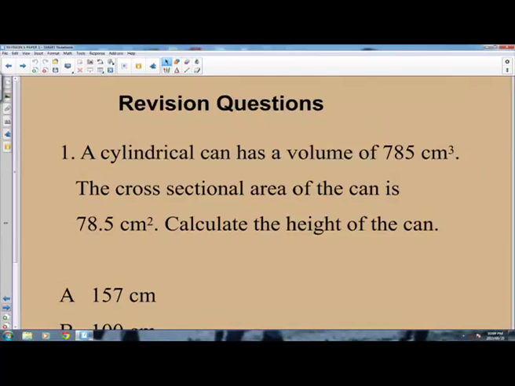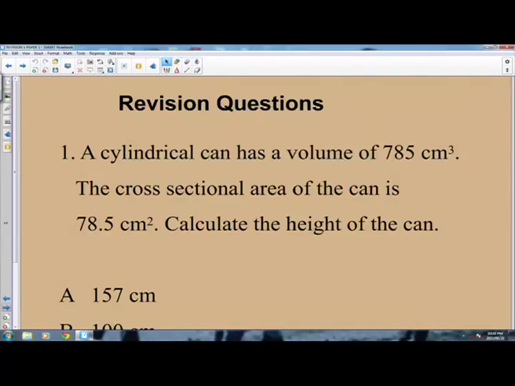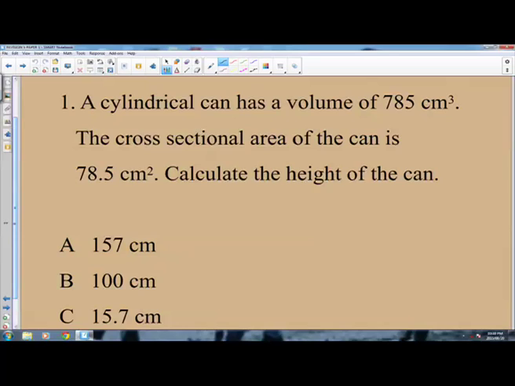Revision questions. The first question says, a cylindrical can has volume of 785 centimeters cubic. The cross-sectional area of the can is 78.5 centimeters squared. Calculate the height of the can. So here you are given the volume, you are also given the area of the cross-section. So you are expected to calculate the height. This is what you are expected to find, the height of the cylindrical can. And then how are we going to find the height of this cylindrical can?